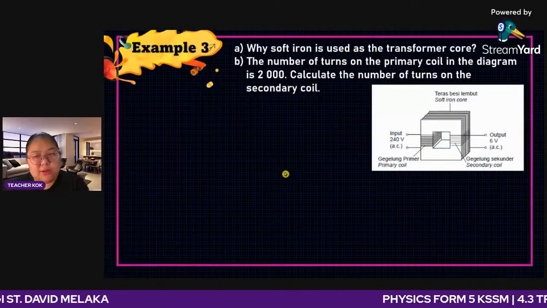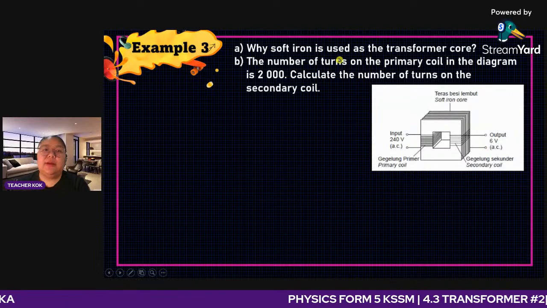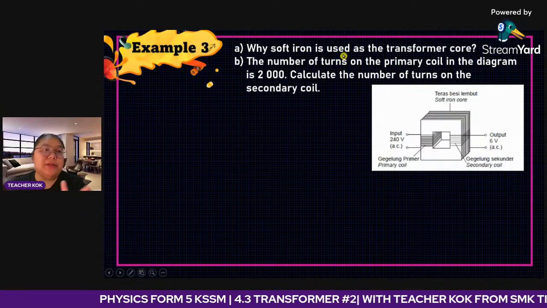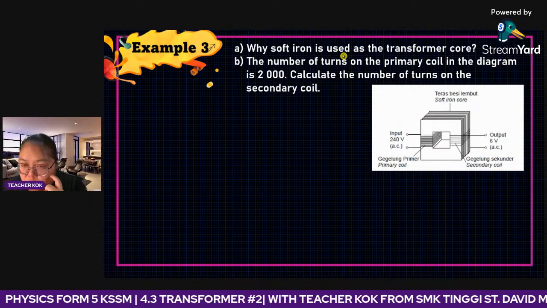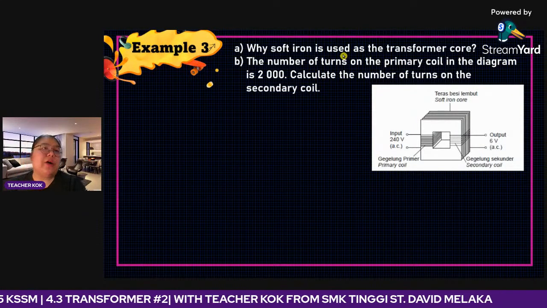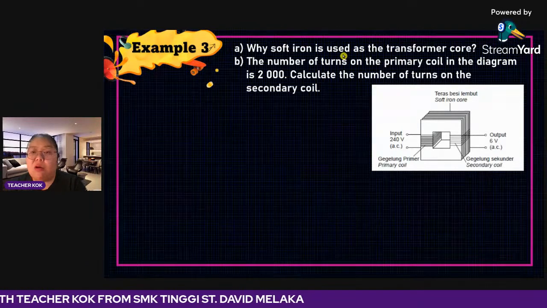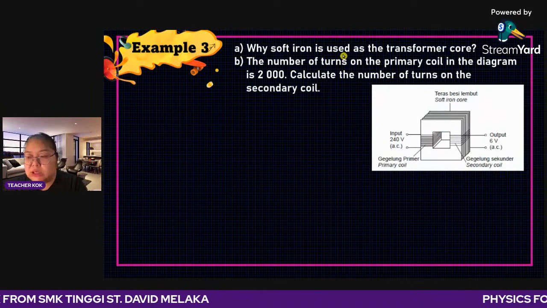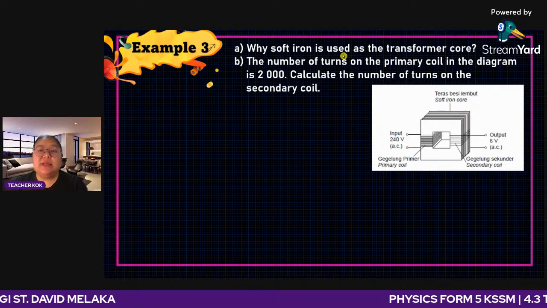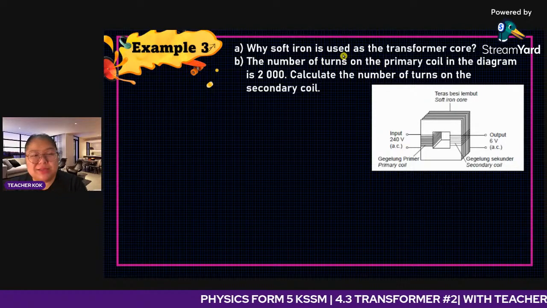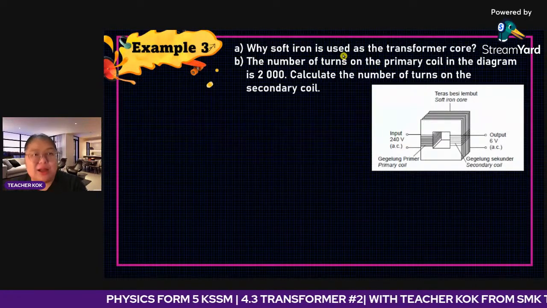Okay, number 3 about the transformer again. So why is the soft iron used? Remember this one question. I asked so many times already, and I also explained so many times why we use a soft iron core for the transformer. So the answer is: soft iron core is easy to magnetize and demagnetize.